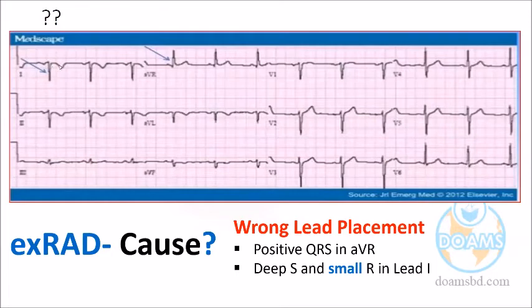And the distinguishing feature between the wrong lead placement and dextrocardia is the R size, a small r in lead 1. But in dextrocardia, the R will be taller. Clear, Dr. Rahman? I think you understood well. Okay, very clear. Thank you very much, sir.